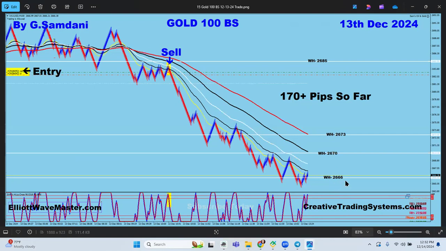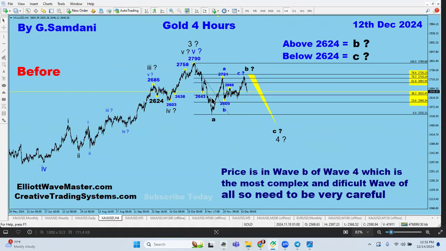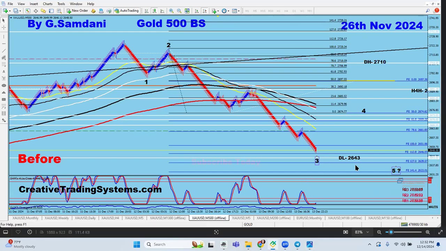This is 2666, and I even posted on the Telegram that I closed here. But this damn thing went to 2624. By the way, let me show it to you if I can. It is going to right now close to where? See, I closed it right there. This white line. See, when it hit that 2666, I closed, and I told everyone that I'm closing.